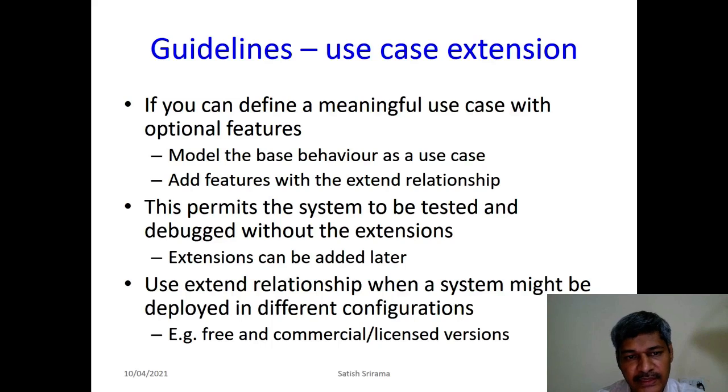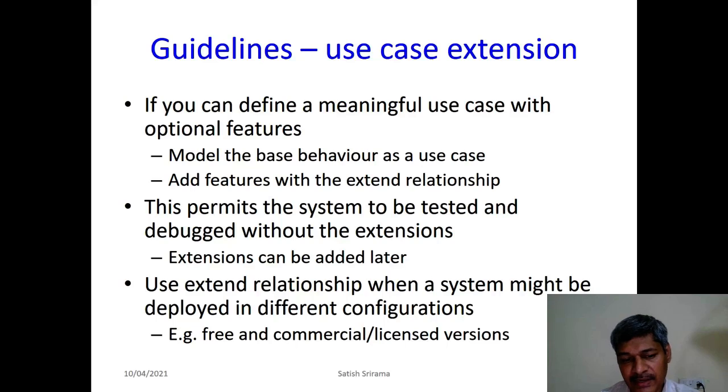Okay, if that is the case, if you can define a meaningful use case with optional features, then model the base behavior as a use case and add features with the extended relationship. This sort of extension relation actually allows you to basically test and debug the system without the extensions. So you can test the base system only, and then later you can add the extensions, and then you can still test and debug the complete system. So in a modular way, you can debug the system.